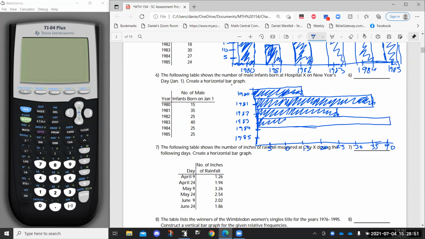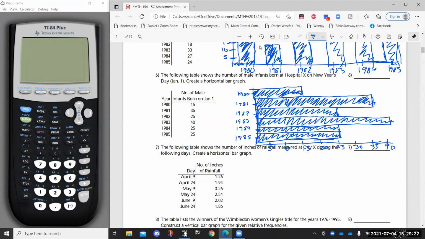And all my bars should be the same width. They're not going to be perfect because I'm not perfect, especially with my drawing. 25, come out to here. And then another 25 is going to come out to here at the end. And then we'd be done. That's a horizontal bar graph.